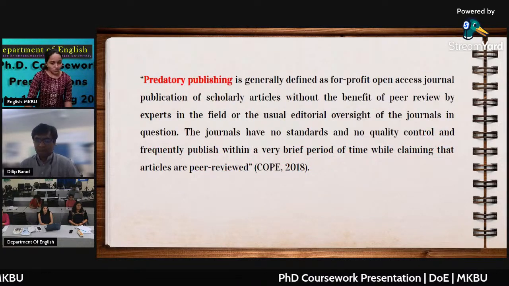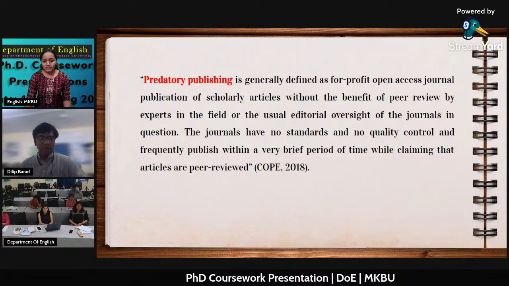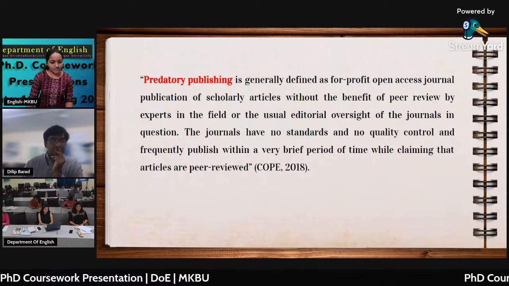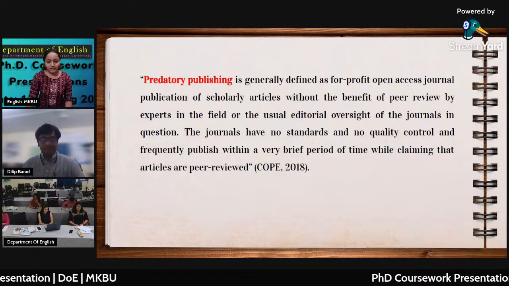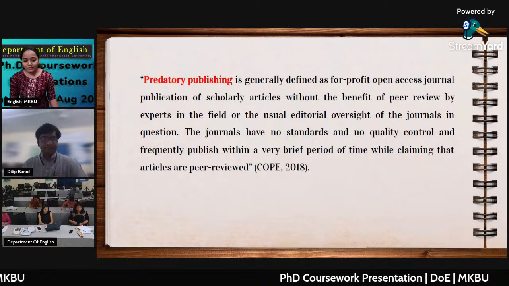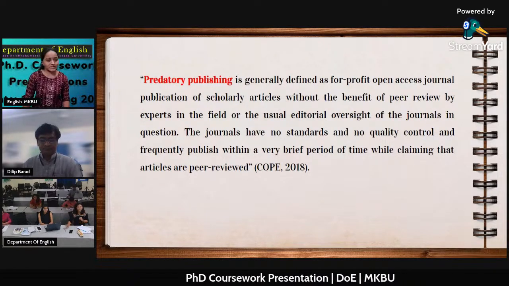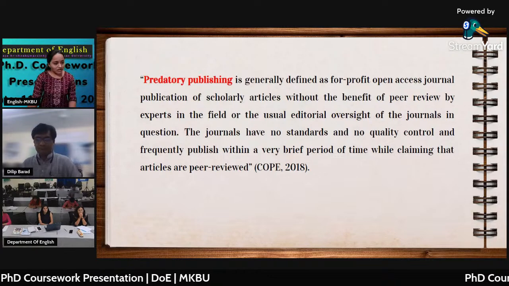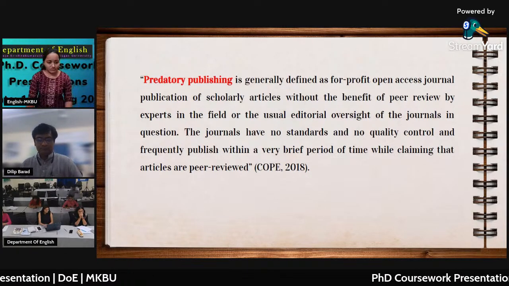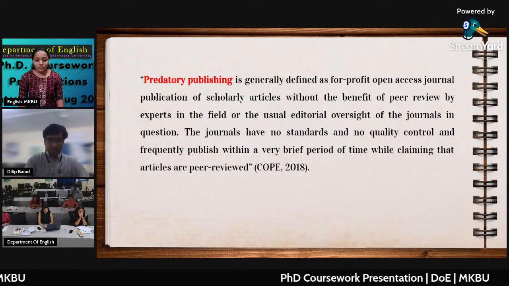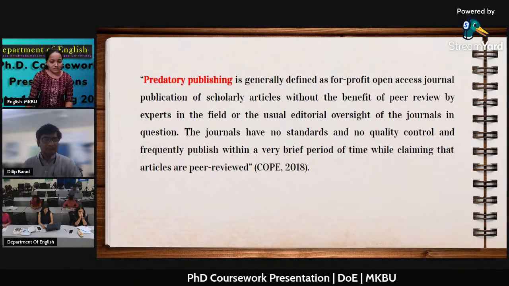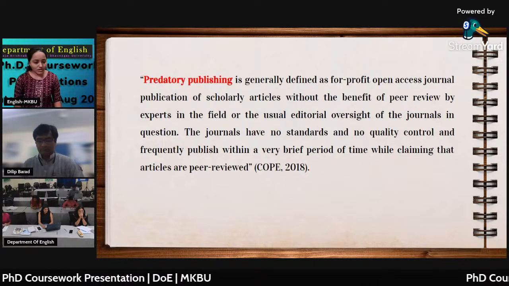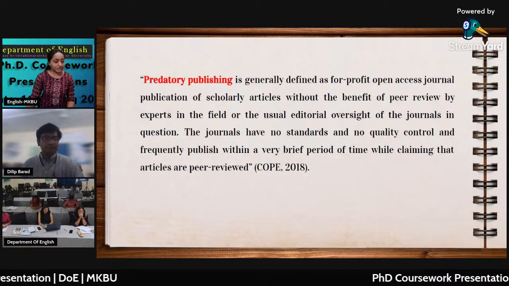In COPE, it is said that a predatory journal is generally defined as a for-profit open access journal publishing scholarly articles without the benefits of peer review by experts in the field. These journals are not peer reviewed by experts. They are publishing our papers without any peer review and editorial oversight of the journals in question. The journals have no standard and no quality control and frequently publish within a very brief period of time.